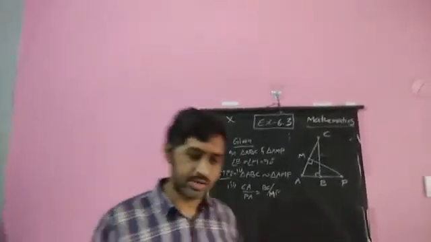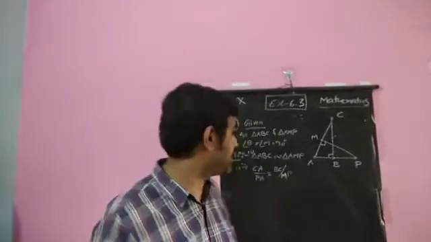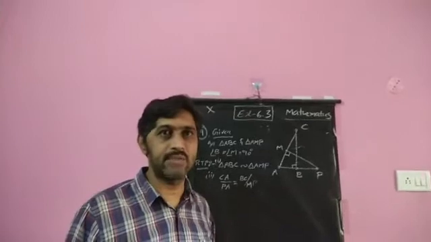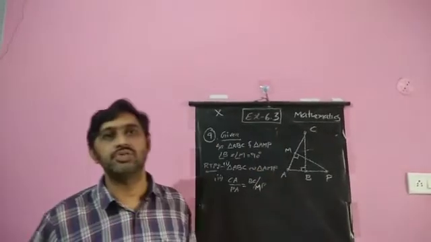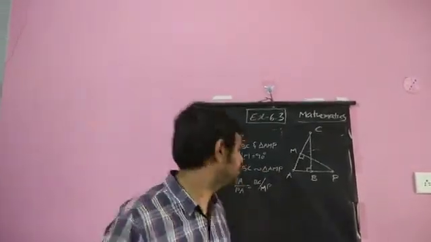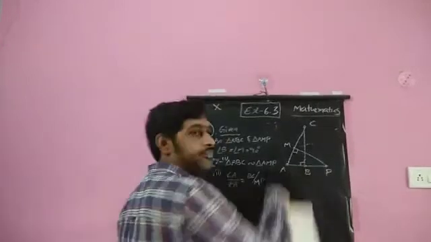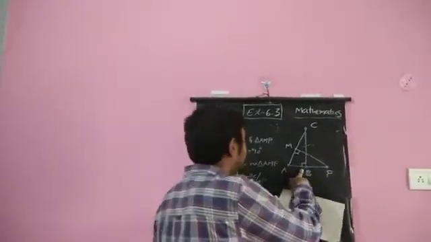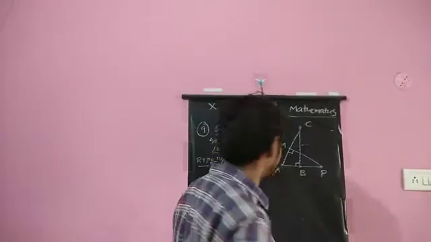ABC and AMP are two right triangles, right angled at B and M. ABC and AMP are right triangles. That means one of the angles of these two triangles is a right angle, 90 degrees. Right angle at B and M. So in triangle ABC, angle B is a right angle, and in triangle AMP, angle M is a right angle.